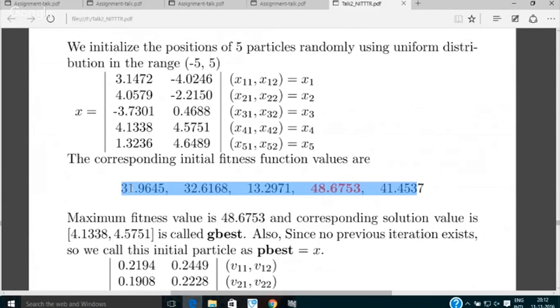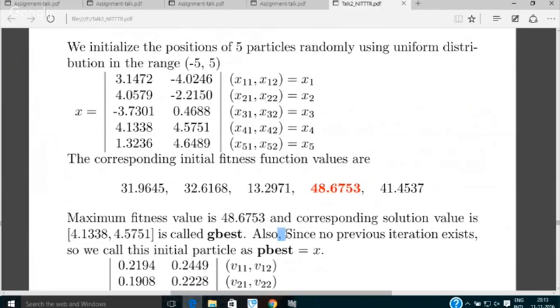Yes. So global means this is pkg. G means G best. So this number is called the G best, global best, because 48.6753 is the best among all this population. Yes. If you take a 50 population, find the maximum among these 50 and then choose the best position.